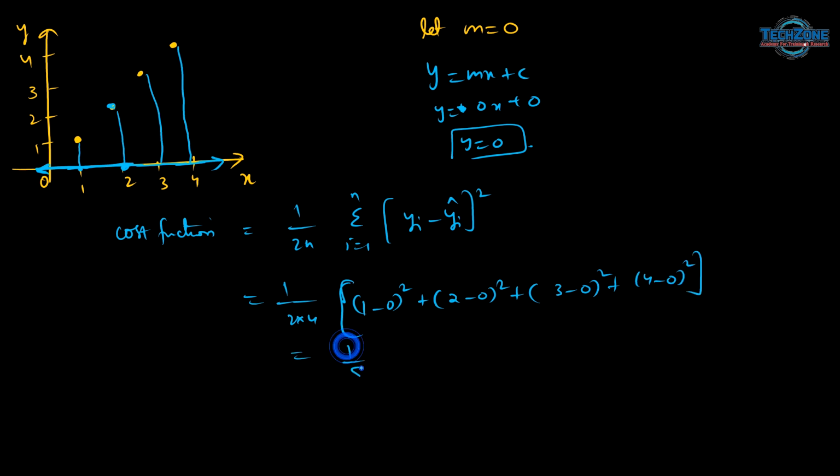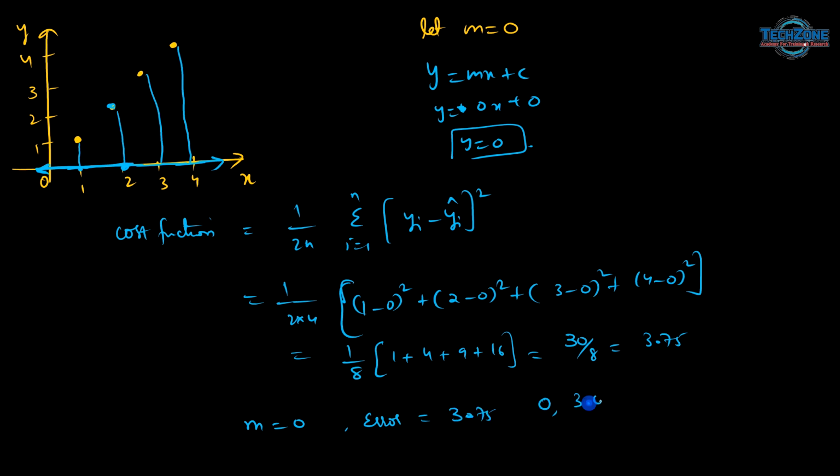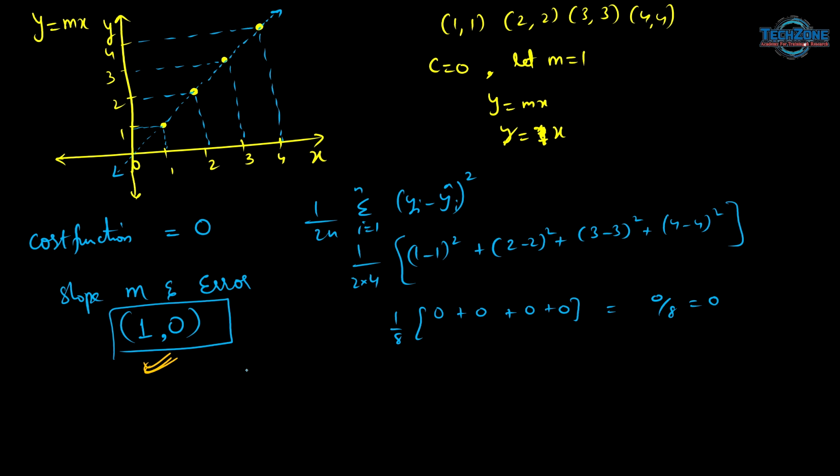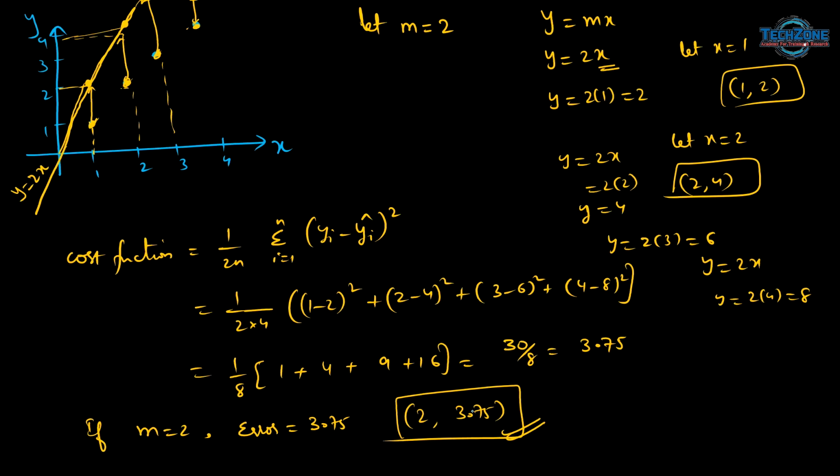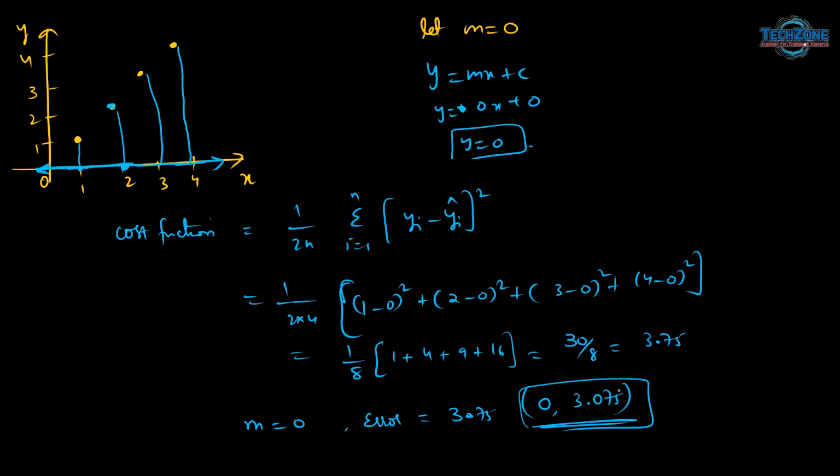I hope you are understanding this. So this is 1 by 8 multiplied by 1 plus 4 plus 9 plus 16. Same number again, right? So this will be equal to 30 by 8, 3.75. So if m is equal to 0, what is the error function? 3.75. So we have 0, 3.75. We have 3 points now. What are those 3 points? 1, 0; 2, 3.75; and 0, 3.75.